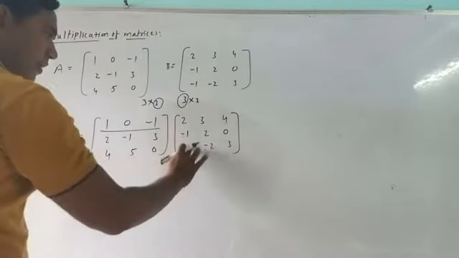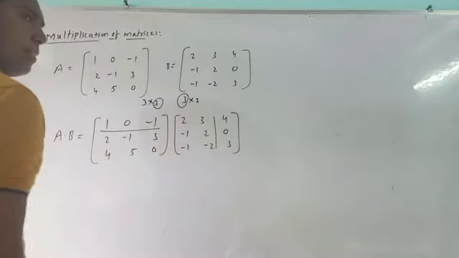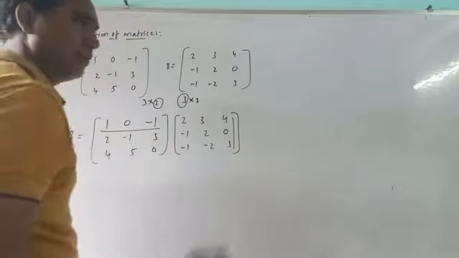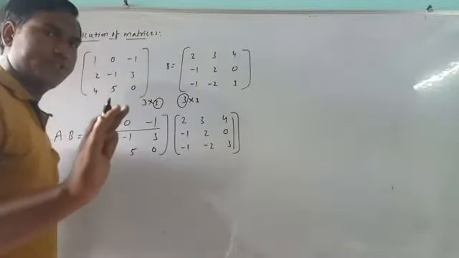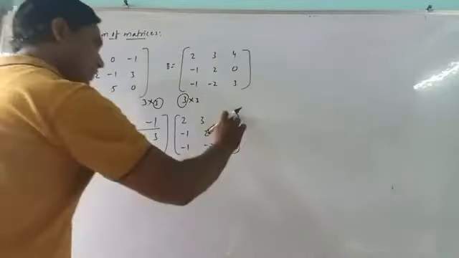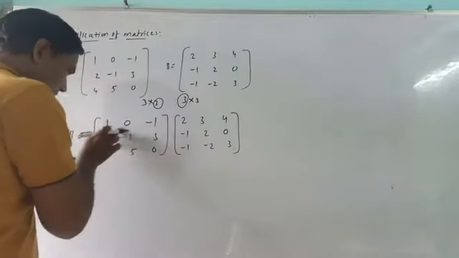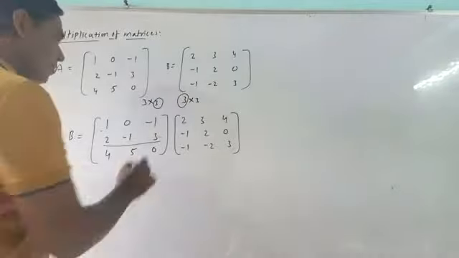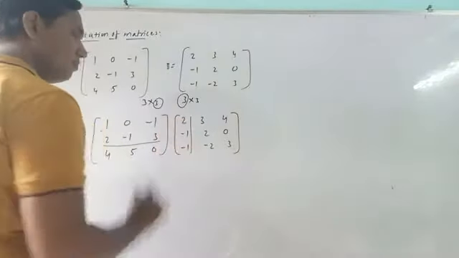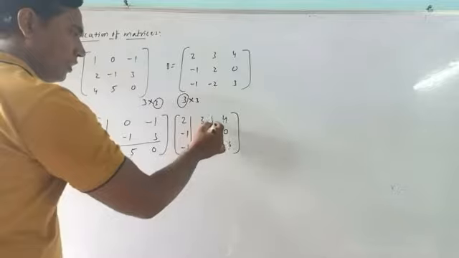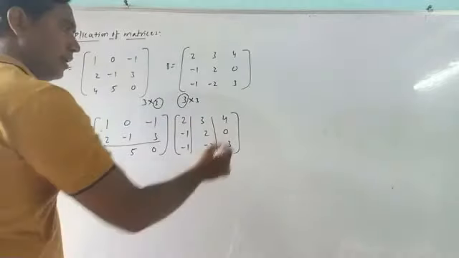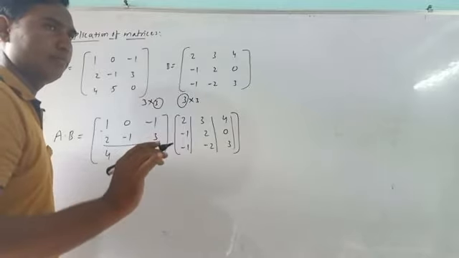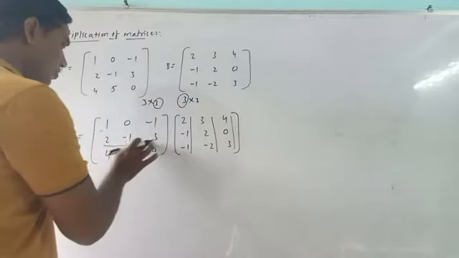Then the first row is multiplied with the second column. Then the first row is multiplied with the third column. Finish. The first row's work is finished. Now, the second one, what have you done here? Now, we choose the second row. Multiply the second row with the first column. Multiply the second row with the second column. Again, multiply the second row with the third column. Finish. Work is done. Now, proceed to the third row.